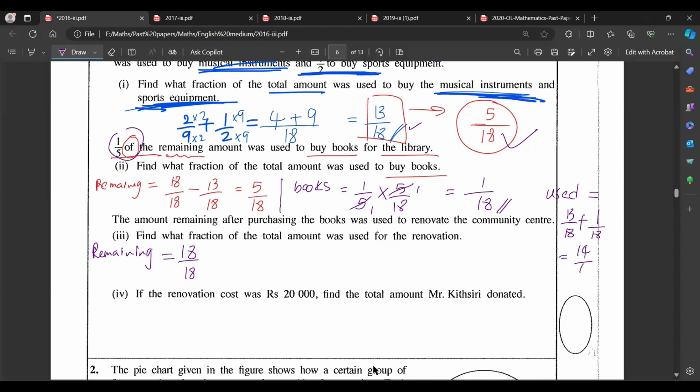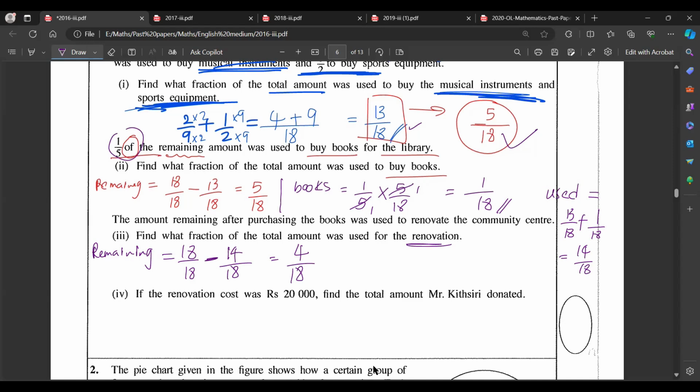14 over 18 are used, no? 14 over 18 used. Now 14 over 18 is used for the previous ones. Now what is the remaining part is using for renovation. For renovation, the remaining part should be what? 18 parts, 14 parts are used. So remaining should be 4 parts.